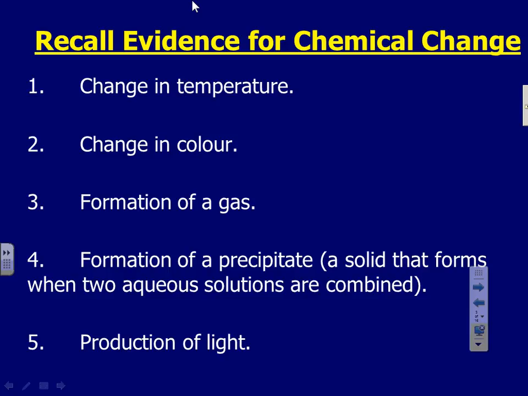And production of light. In our next unit, we're going to be talking about light and how light behaves. It's a physics unit on what is called optics, the way light interacts with things. And we'll talk about how light is produced, and it can be produced in chemical reactions.